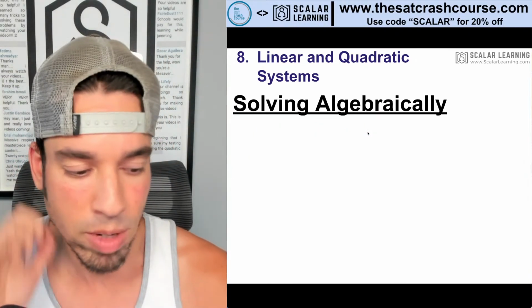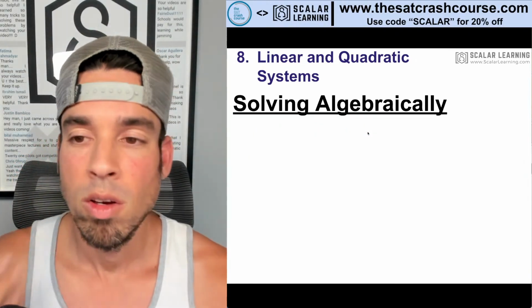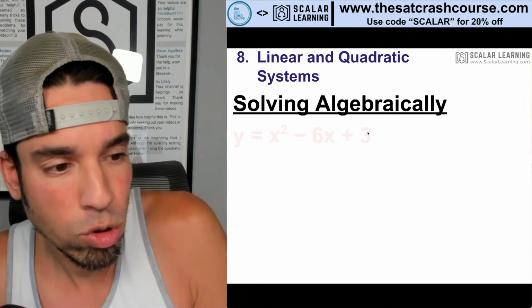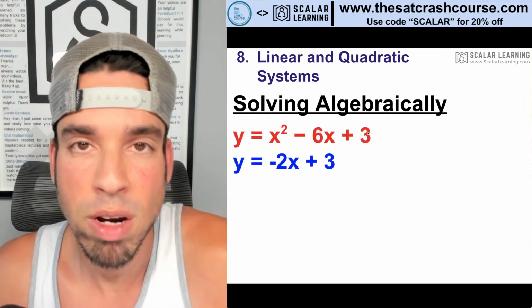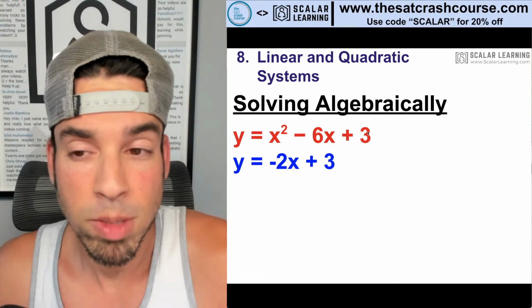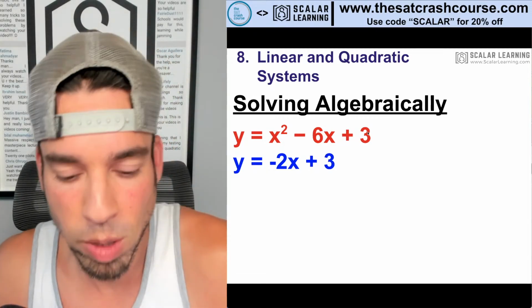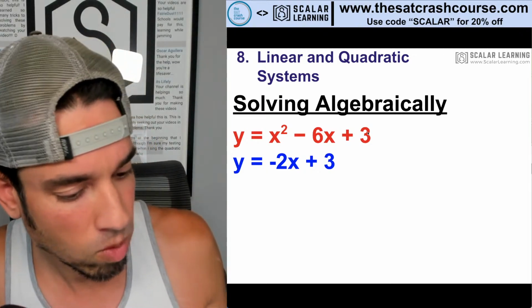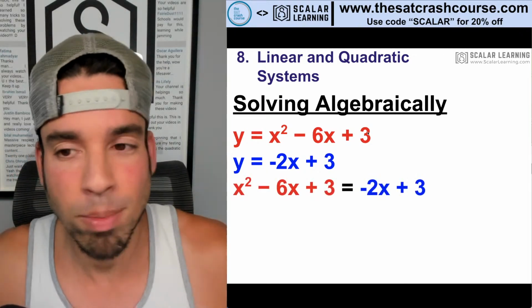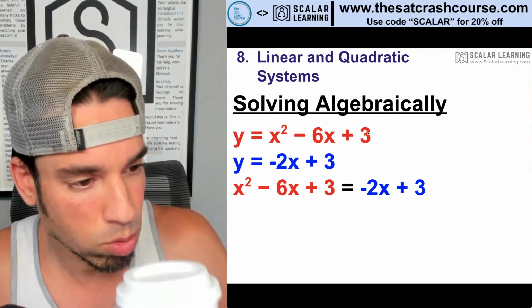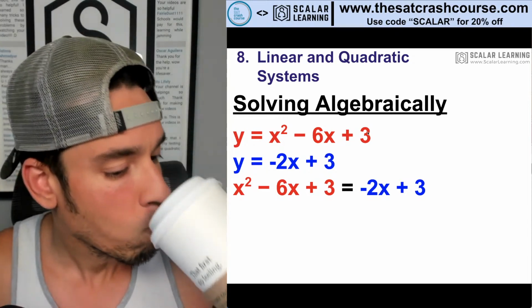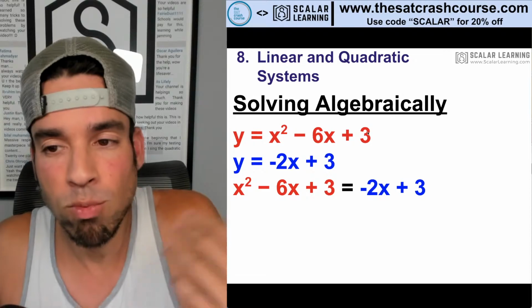Now, let's talk about how we actually solve these guys. So let's say we want to solve this system algebraically. What I'm going to do is use substitution. Elimination kind of works, but really substitution is the way to do it when you have linear and quadratic, okay? So we're substituting for y. We're setting these 2 things equal to each other. Now we have one giant quadratic.